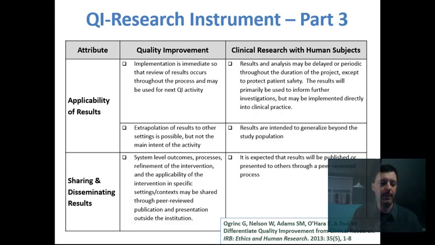This is intended to make discussions about QI and research more focused and concrete, and to help improvers and researchers and IRBs and organizations have meaningful and focused conversations about this distinction.